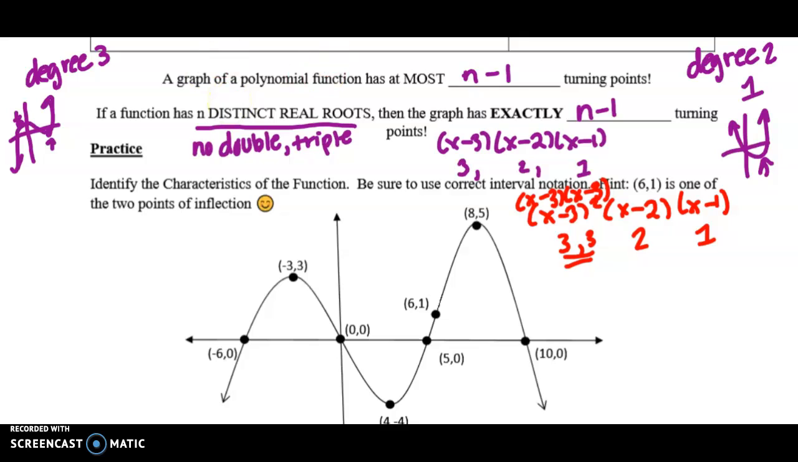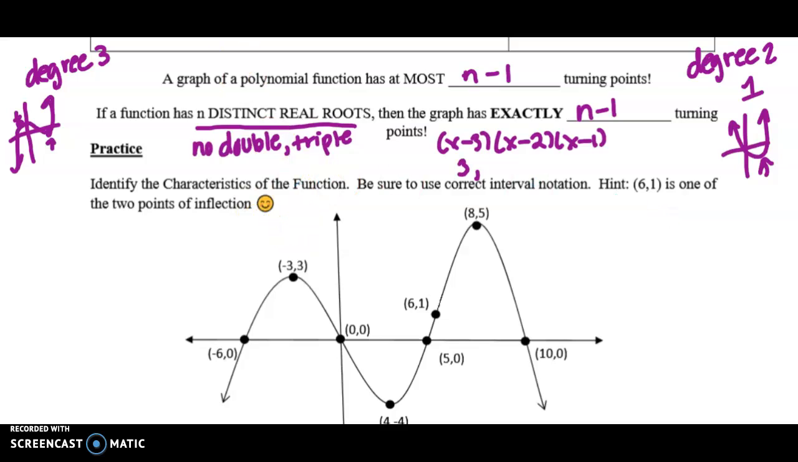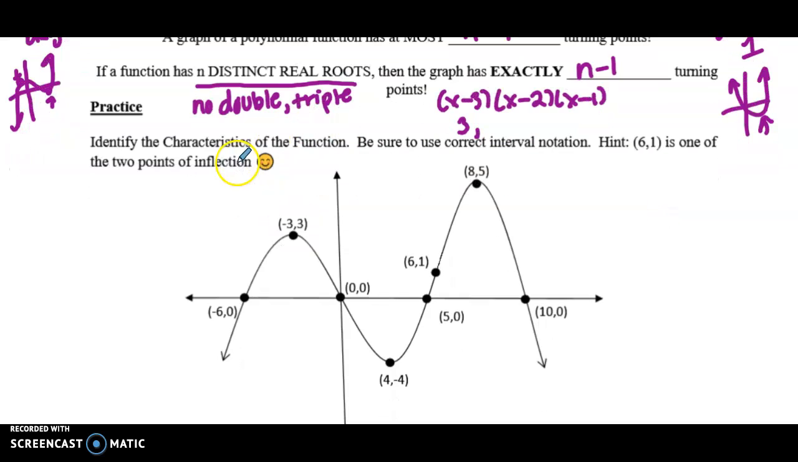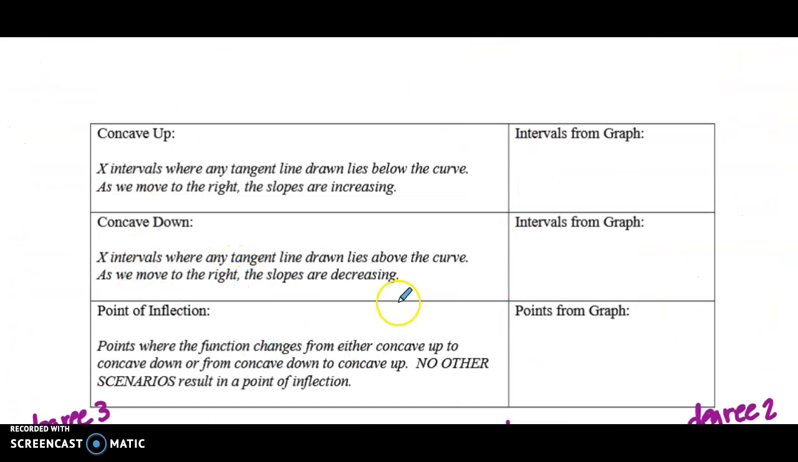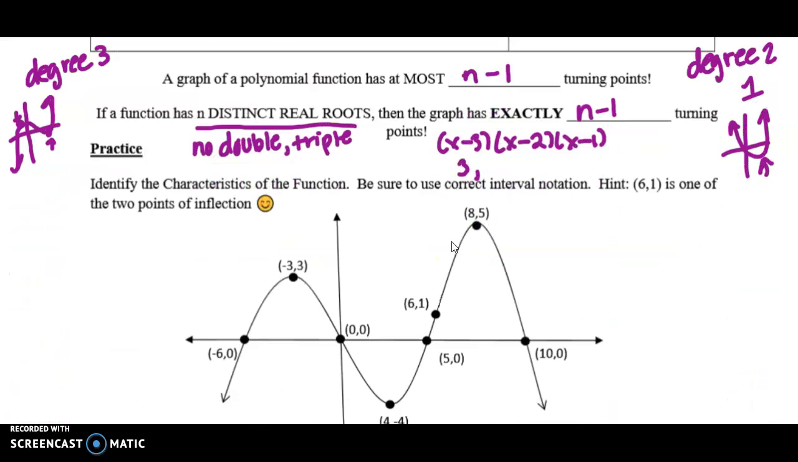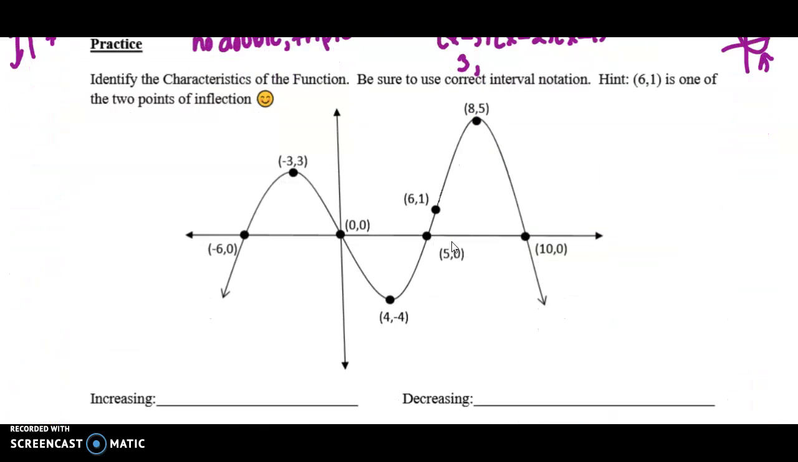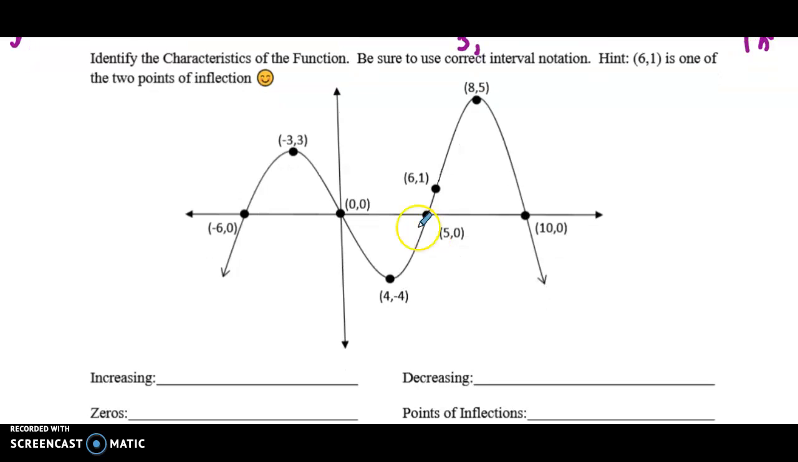All right, so what I would like you to do next is take a minute and try this question below. You're going to identify the characteristics of the function. Remember to use correct interval notation, and remember that up here, your interval notation is going to be the information that I went over up here. So I want you to pause this video and try this with your classmate sitting next to you. And then go ahead and start the video again in order to check your answers.